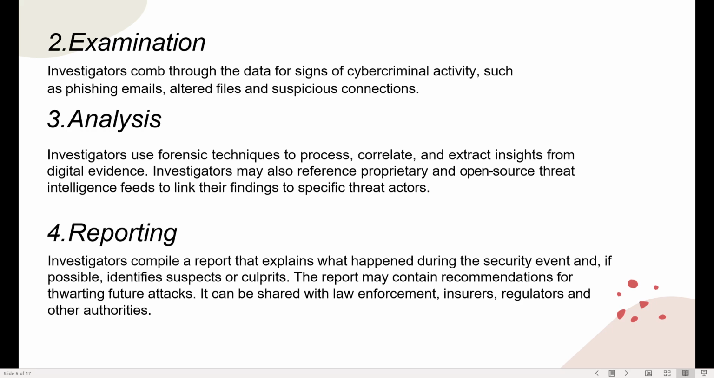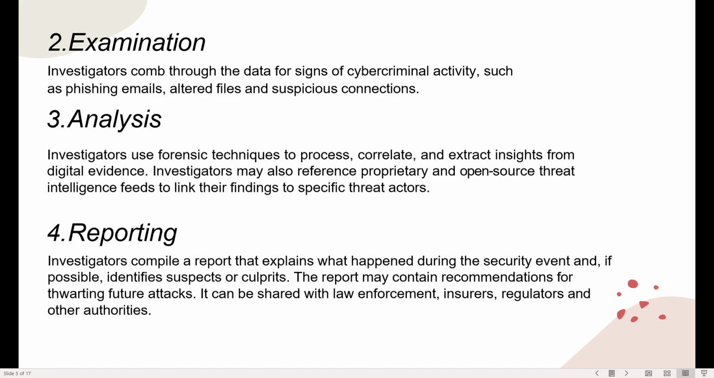Analysis. Investigators use forensic techniques to process, correlate, and extract insights from digital evidence. Investigators may also reference proprietary and open source threat intelligence suites to link their findings to specific threat actors. In the process of analysis, they see how the attack might have happened and how the attacker may have entered the system.